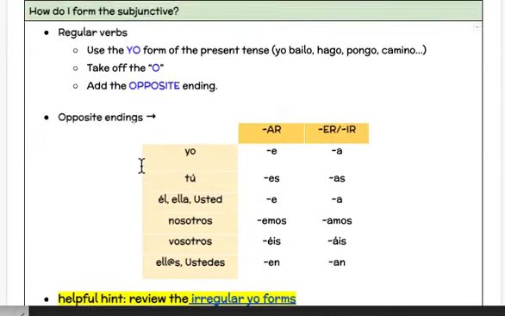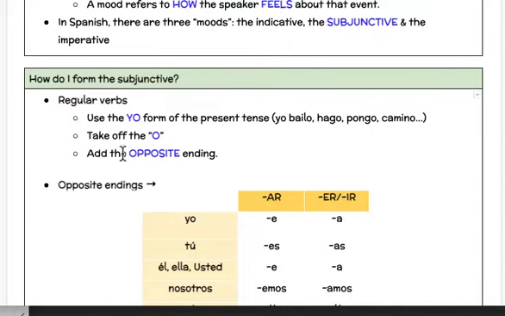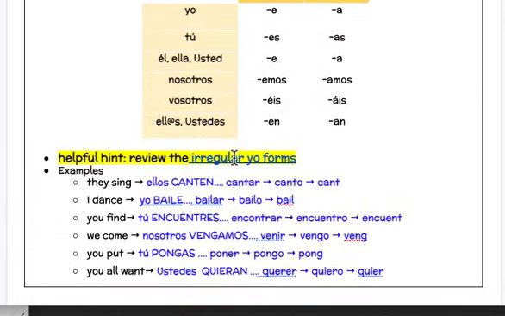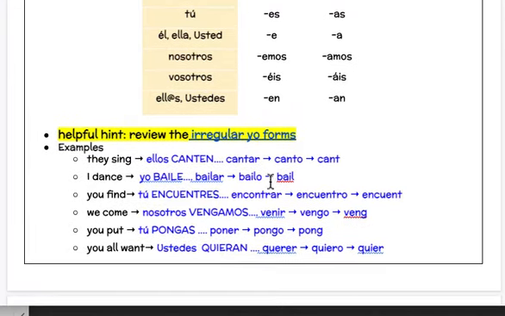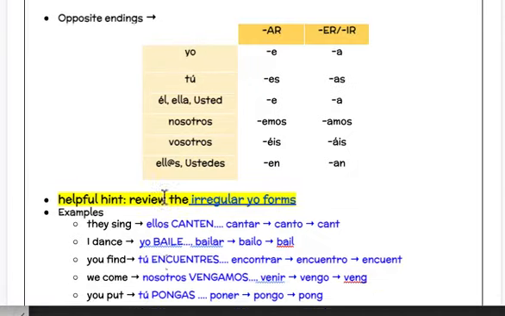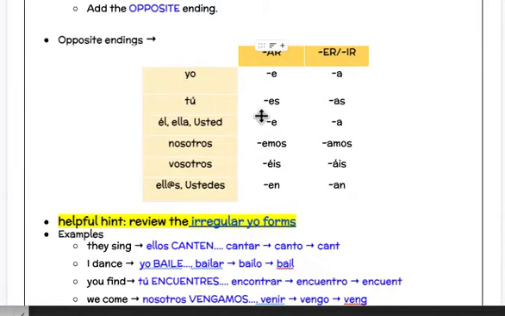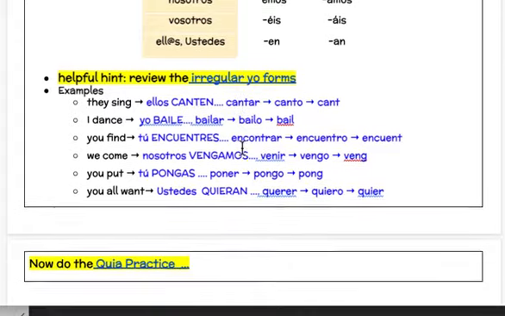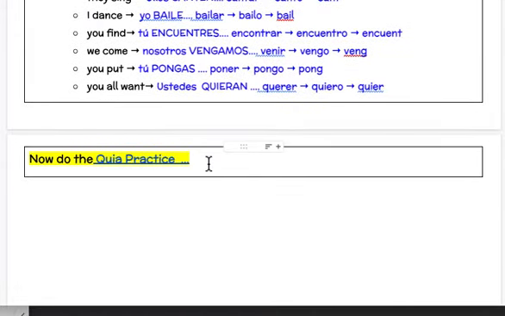So that is how we form verbs in the subjunctive. We go to the yo form in the present tense, we drop that O and add the opposite ending. Again, you may want to review some of the irregular yo forms as there's a bit of a handful of them, and then make sure you look at our opposite endings chart, and I think that you will do great on applying this to the practice. So why don't you give this a try and see how you do? Let me know if you have any questions.